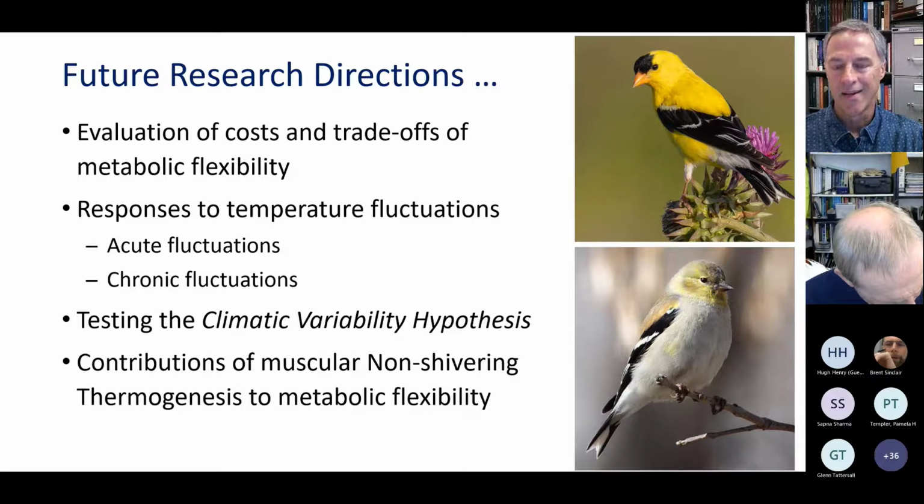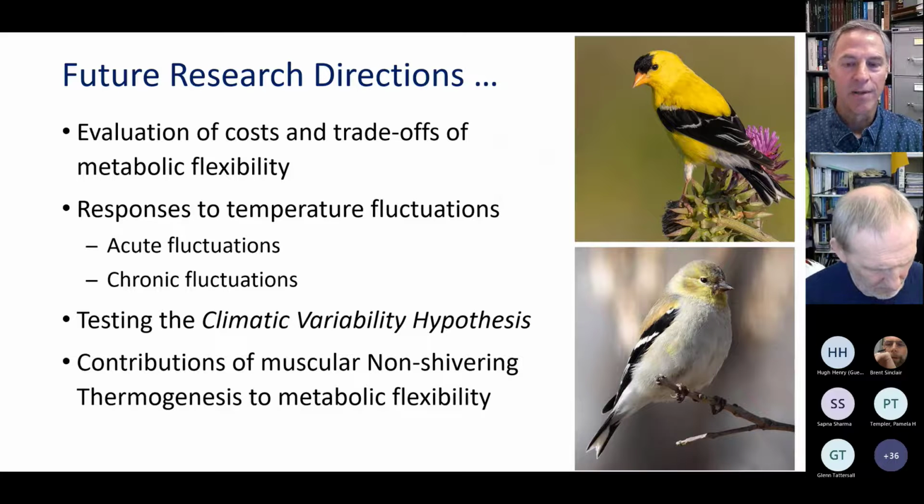basically unstudied. And that deals a little bit with this climatic variability hypothesis, which proposes that birds that live in more variable environments should have higher flexibility. And that's been tested in a few birds with variable results, but mostly with relatively minor differences in temperature variation.